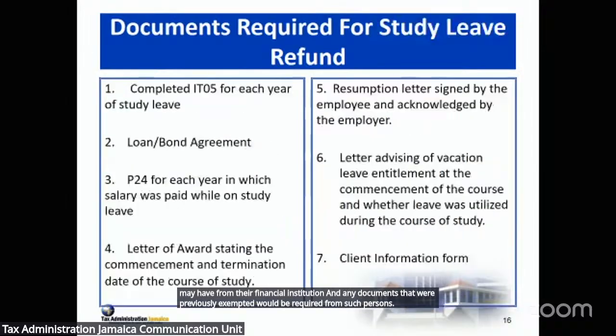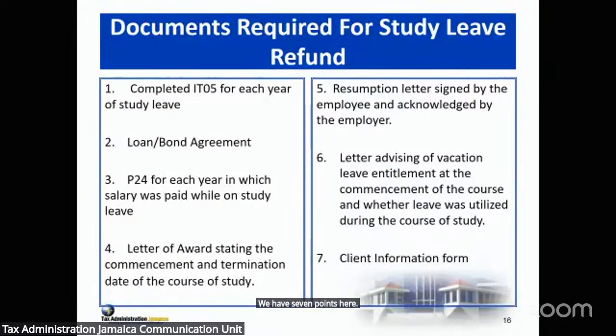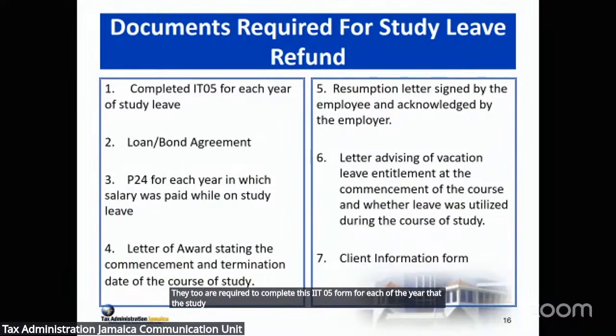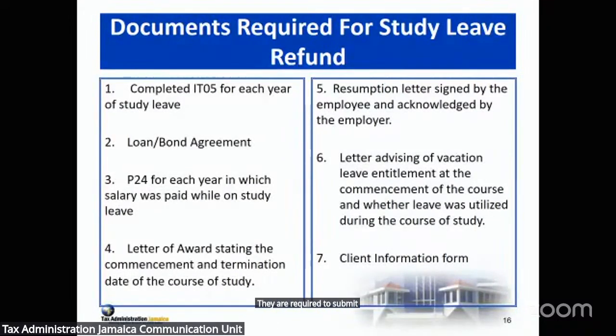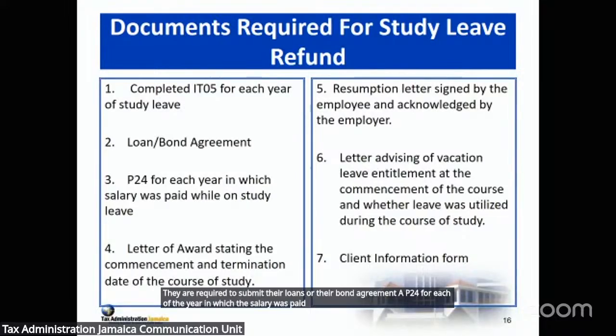We are looking now at documents required for persons who are on a study leave basis. We have 7 points here. For persons on a study leave basis, they too are required to complete this IT-05 form for each of the years that the study leave was approved for. They are required to submit their loans or their bond agreement, and a P24 for each of the years in which the salary was paid while they were on study leave.